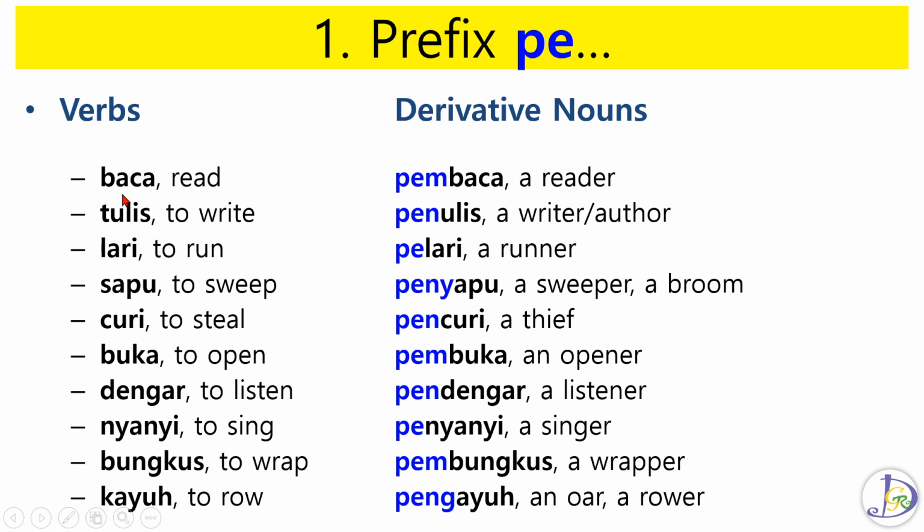Verbs: baca, read; pembaca, a reader; tulis, to write; penulis, a writer or author; lari, to run; pelari, a runner; sapu, to sweep; penyapu, a sweeper or a broom; curi, to steal; pencuri, a thief; buka, to open; pembuka, an opener; dengar, to listen; pendengar, a listener; nyanyi, to sing; penyanyi, a singer; bungkus, to wrap; pembungkus, a wrapper; kayuh, to row; pengayuh, an oar, a rower.